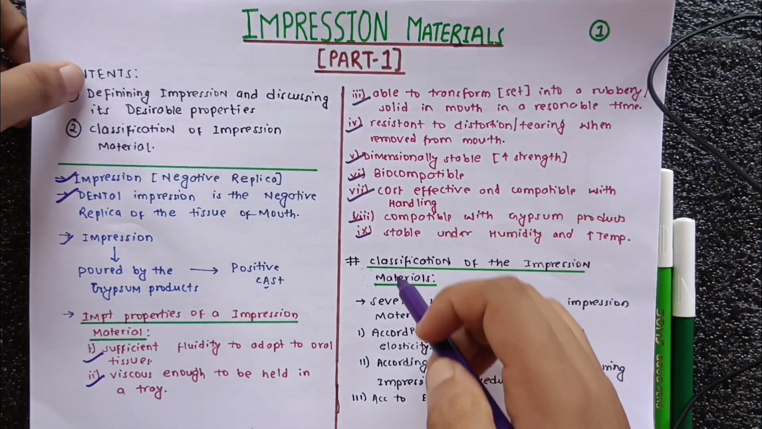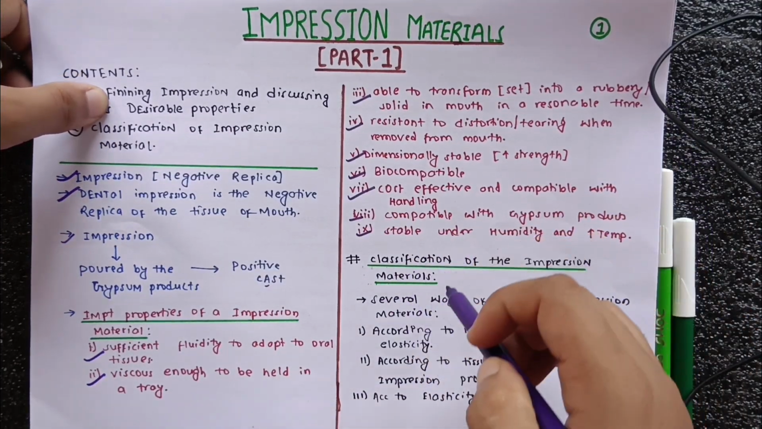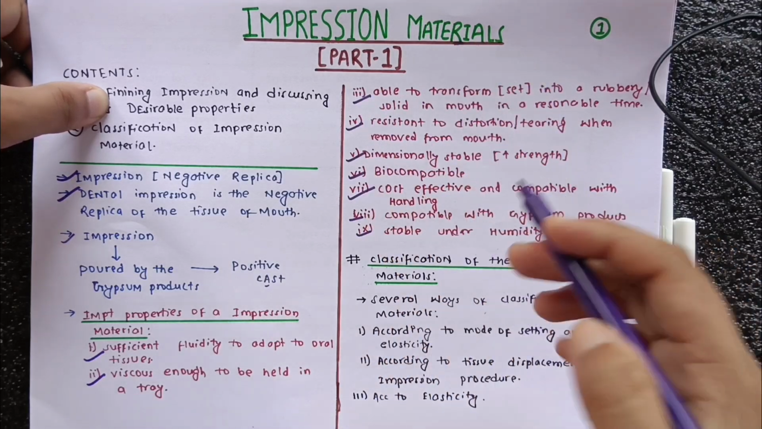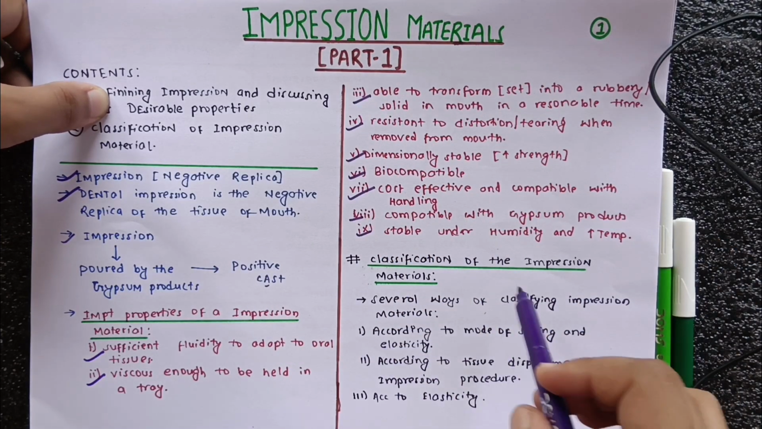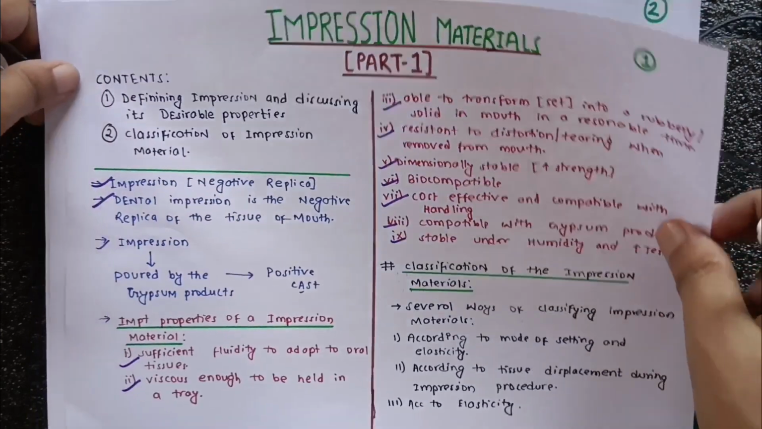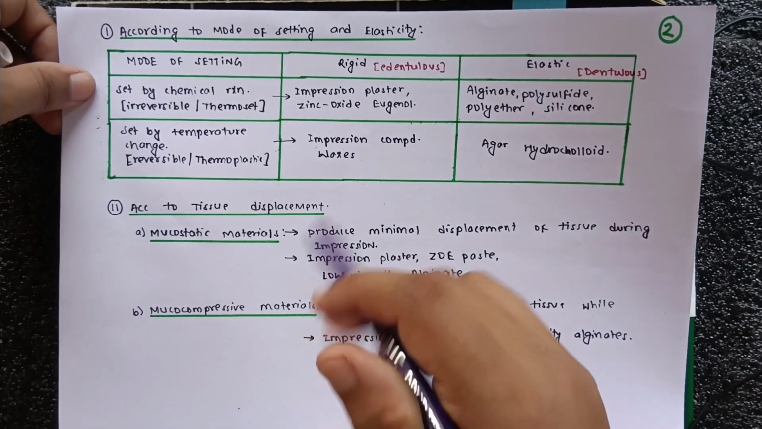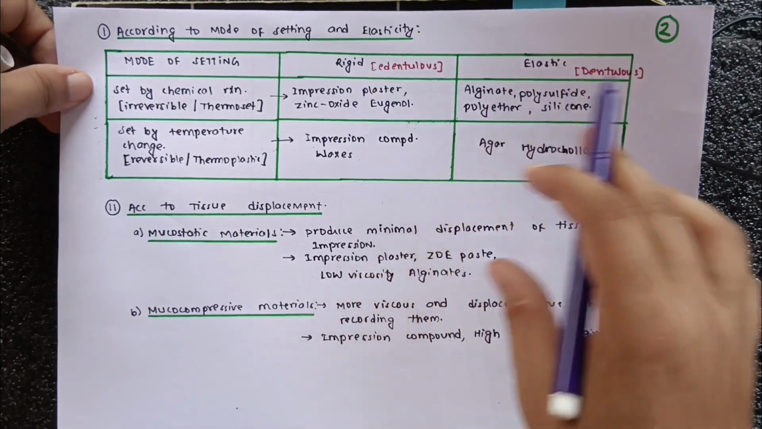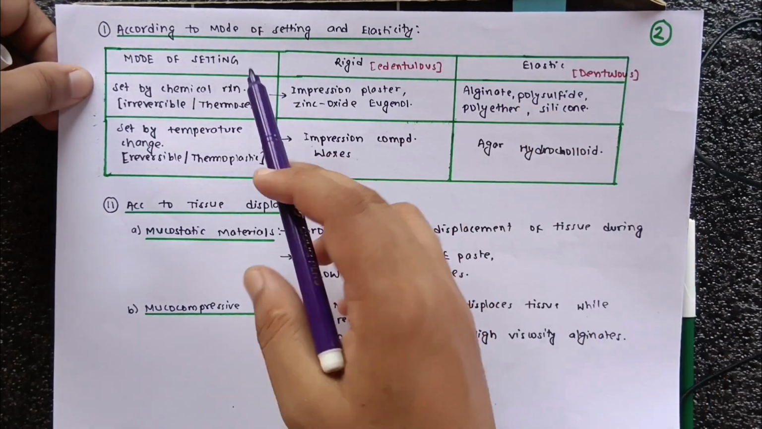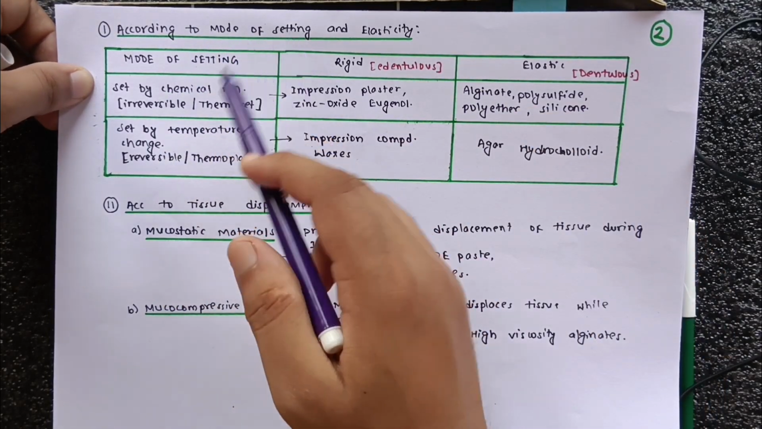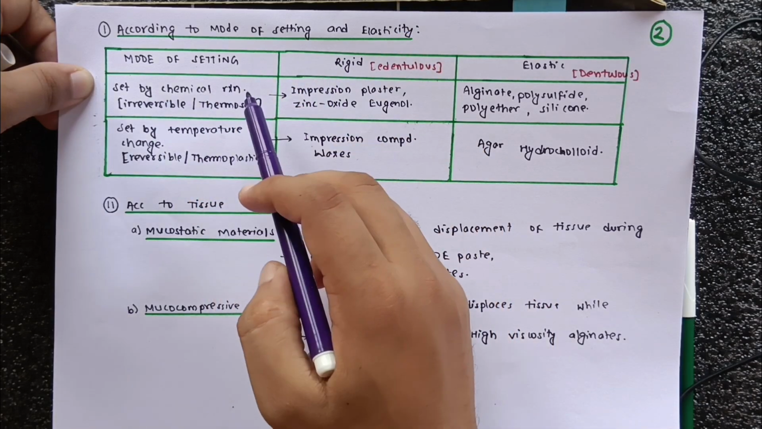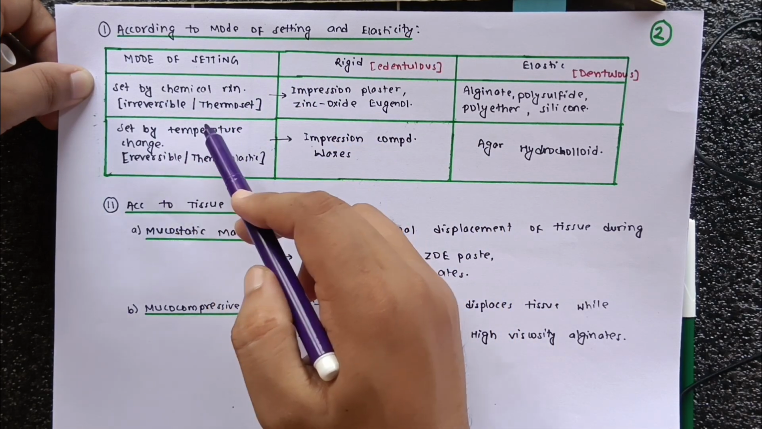So our next topic is the classification of the impression material, which is the most important subtopic of this impression material topic. As I have told previously, we have classified impression material on many bases. We have 3 bases, so let's discuss that. Our first basis is according to the mode of setting and the elasticity. Basically it is based on the mode of setting, so there are 2 types of impression material. One sets by chemical reaction, and another sets by temperature change.